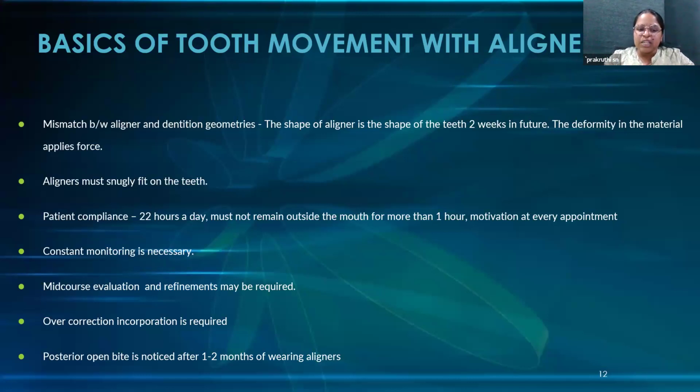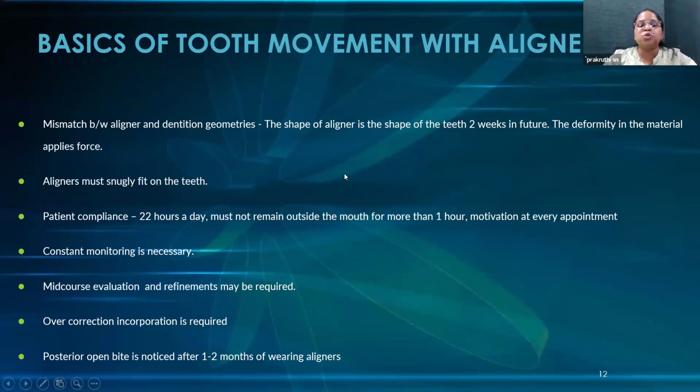Mid-course evaluation and refinements may be required. I'll be talking about this in the later stages. Overcorrection is required along with the present technology that is available, because we are not able to reach 100% of whatever we are planning clinically. We land up with 80% or 90% of the results, and another 10% is left out. To cover up for it, a little bit of overcorrection is required in the plan, to give an approximate estimate for a case.